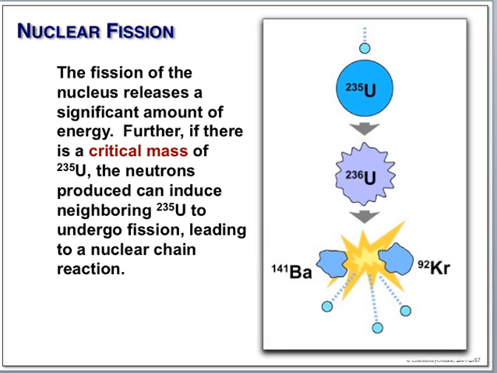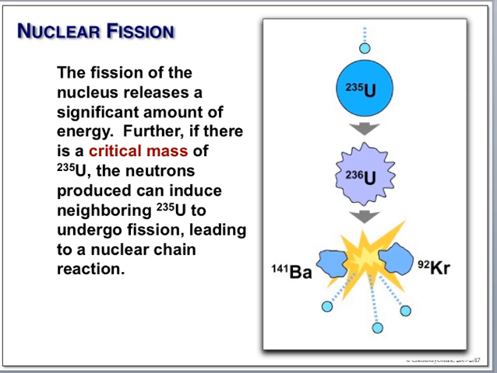So, uranium-235 absorbs a neutron, gives 236. It's really unhappy. That splits to barium and krypton and kicks out 3 neutrons. This is the principle for the bomb. It's exactly the same principle for a nuclear power plant.